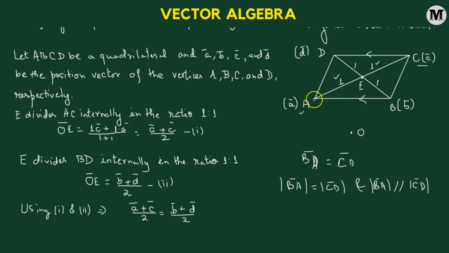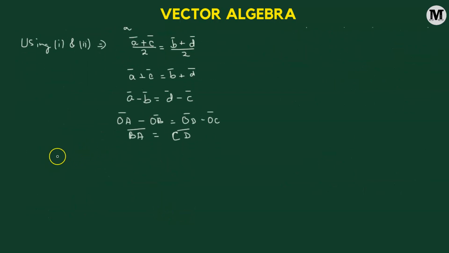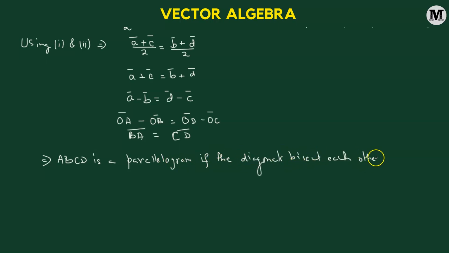So we have successfully shown that the quadrilateral ABCD is going to be a parallelogram if the diagonals bisect each other. Okay, so our first part is done. This implies that ABCD is a parallelogram if the diagonals bisect each other. So our first part of the proof is done.